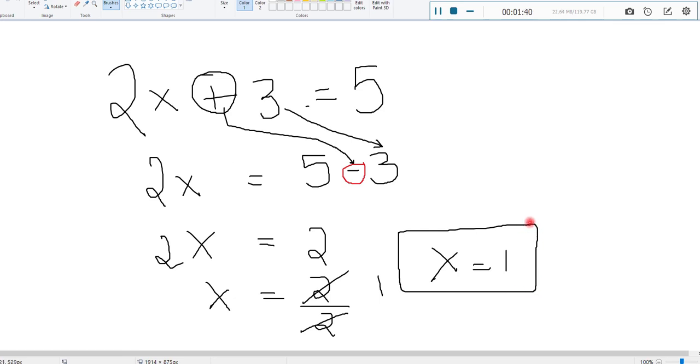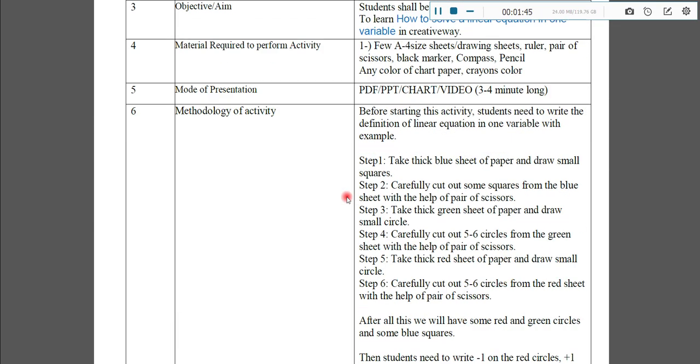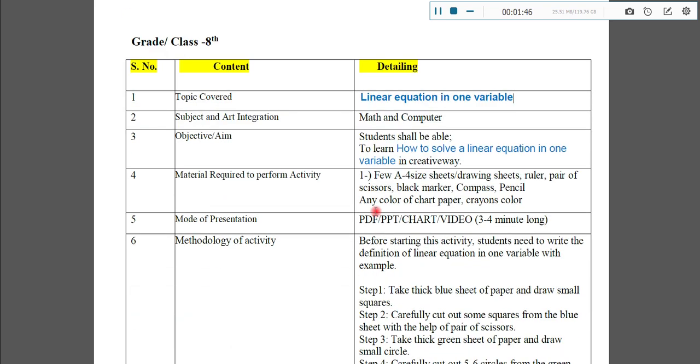Okay, beta, so this is the activity. I hope it is clear to you what you need to do in this activity. The topic is linear equation in one variable. It's an integrated project, integrated with computers. You will get an idea from the computer teacher on how you can create a PPT, PDF, or a video based on the same.